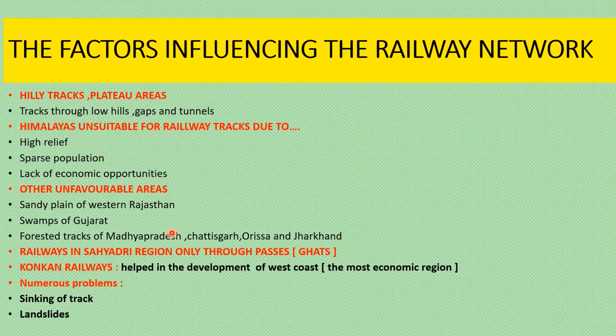The Konkan Railway has helped in the development of the West Coast, which is the most economic region. The problem faced in that area is that it is difficult to construct the railways because of the shrinking of track, and those areas are always subjected to landslides. The other unfavorable areas in India are the sandy plains of western Rajasthan, swamps of Gujarat, and forested tracts of Madhya Pradesh, Chhattisgarh, Orissa, and Jharkhand.